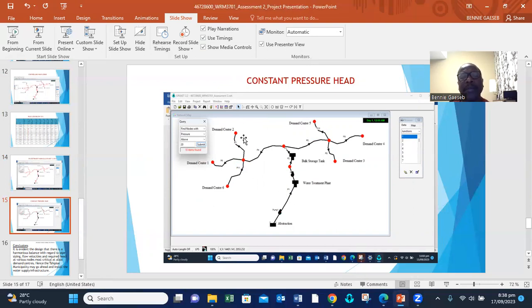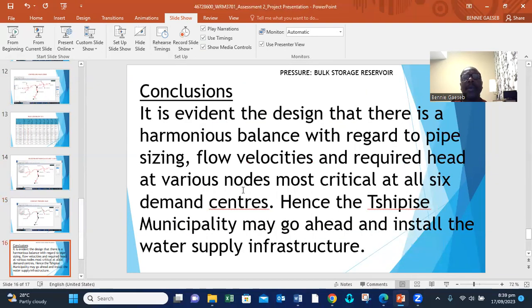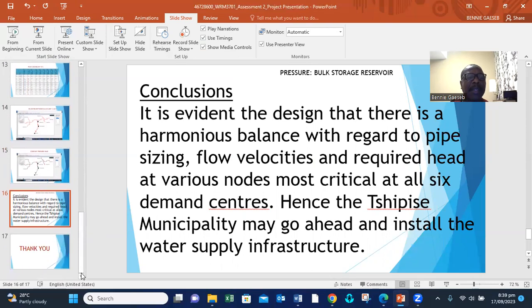So we achieve constant pressure head. We achieve velocities below 1.5 meters per second. We achieve the right sizes of the pipes. And there is no negative pressure experienced at the end nodes. So the design is successful. So for this reason, the municipality may go ahead and install the water supply infrastructure.